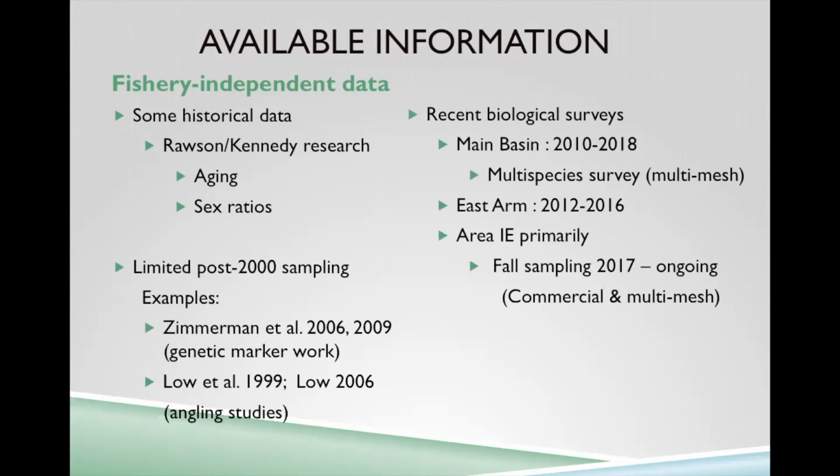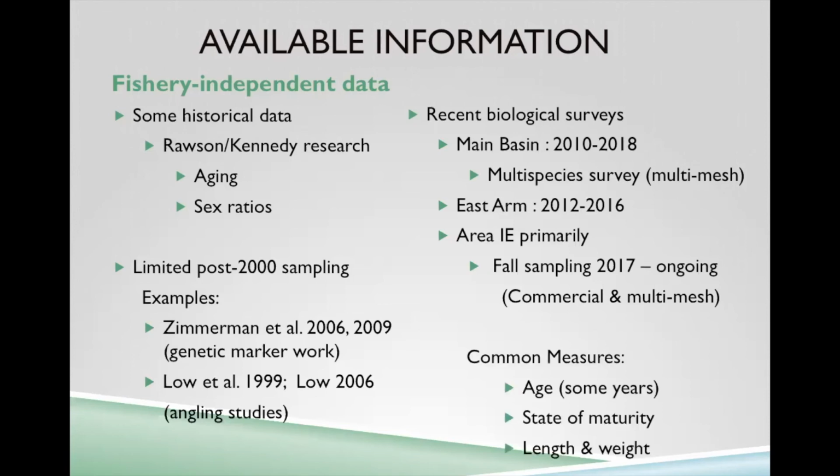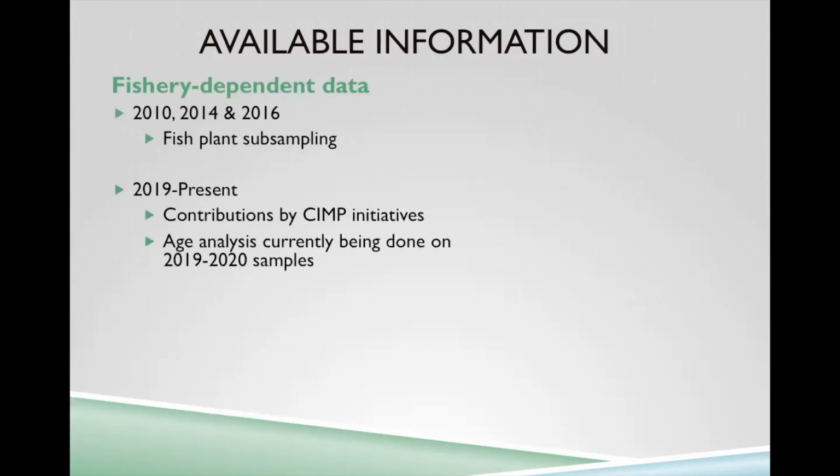The most recent fishery independent data comes from recent biological surveys that have taken place on the main basin between 2010 and 2018, which is part of a multi-species survey using multi-mesh nets, as well as on the east arm from 2012 to 2016, and primarily in Area 1 East in the main basin, we've started fall sampling from 2017 and ongoing. And in these sampling, commercial and multi-mesh nets are used. Common measurements taken in these studies include aging in some years, states of maturity, as well as length and weight data.